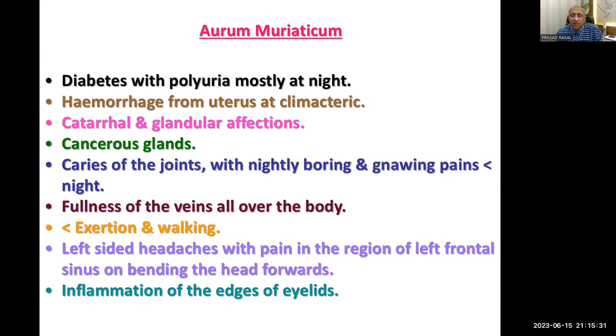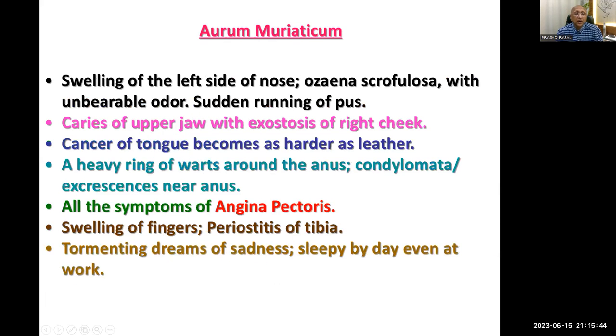Left-sided headaches with the pain in the region of the left frontal sinus when bending the head forward. Inflammation of the edges of eyelids. See, this is the real picture of Aurum muriaticum. Then see, swelling on the left side of the nose, ozaena scrofulosa, associated with glandular affections, with unbearable odor, sudden running of pus from the nose, caries of the upper jaw with exostosis of the right cheek, very typical. Caries of the bones of the maxilla, mandible, cancer of the tongue becomes as hard as leather.